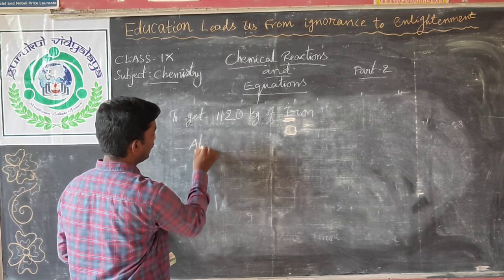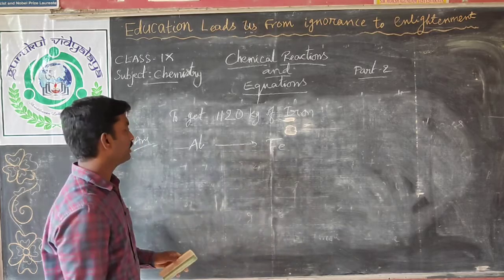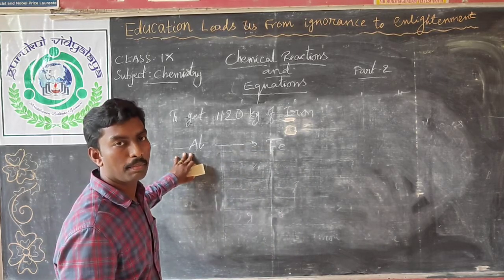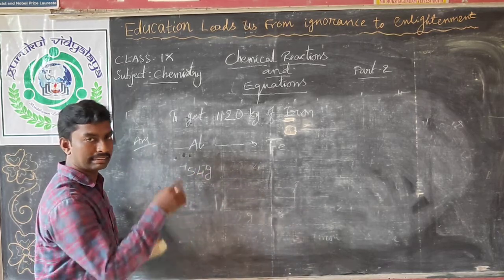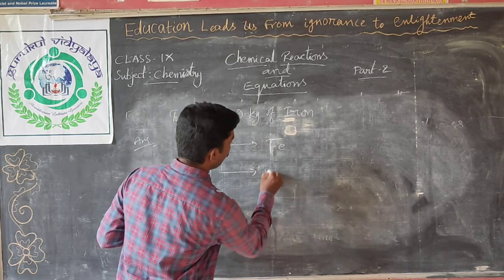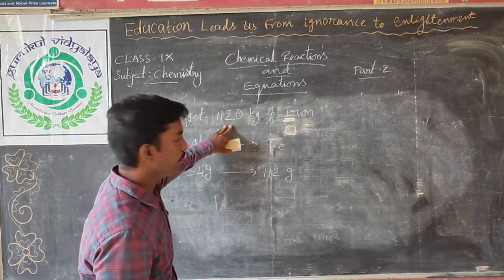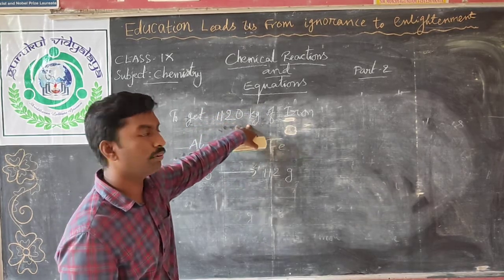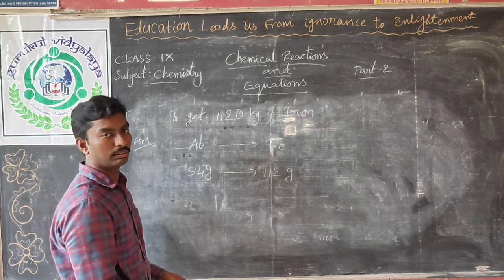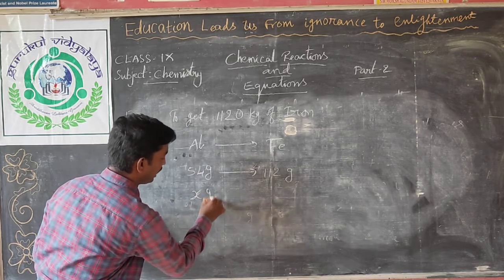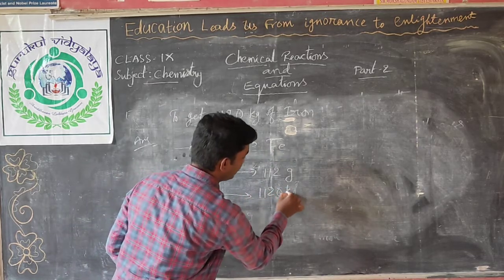we can write like this: aluminum gives rise to iron, Fe. How much aluminum is there? In the previous equation, 54 grams of aluminum is required to get 112 grams of iron. According to this question, to get 1120 kg of iron, how much aluminum is required? We don't know how much aluminum we have to take, so let us write x grams, which gives rise to 1120 kg of iron.